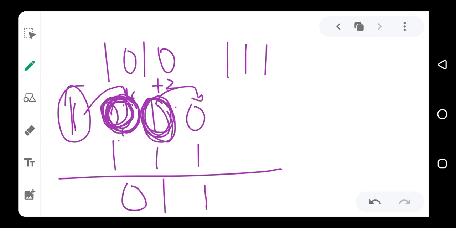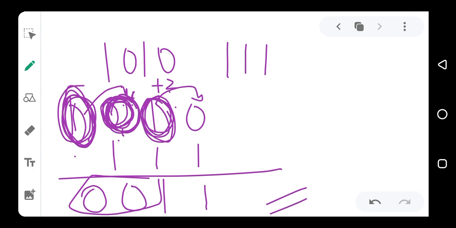Now remember that this 1 here is already 0 because we have borrowed it to put to this one. So this one is 0. So we just bring 0 down. So the answer is anything that is at the back of 1. So this one is 1, 1 is the answer.